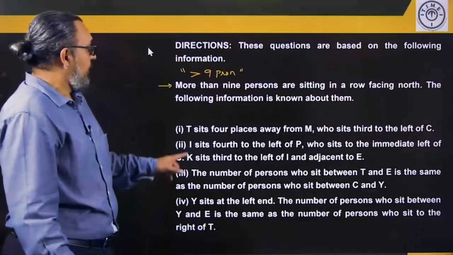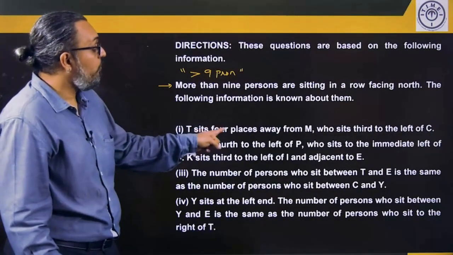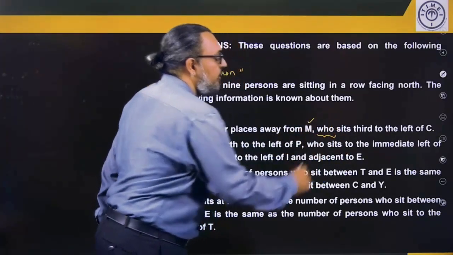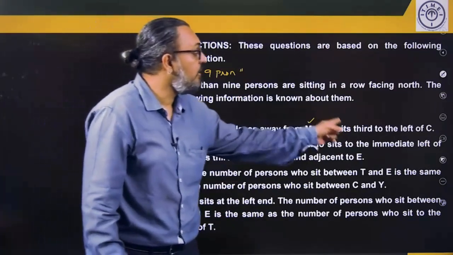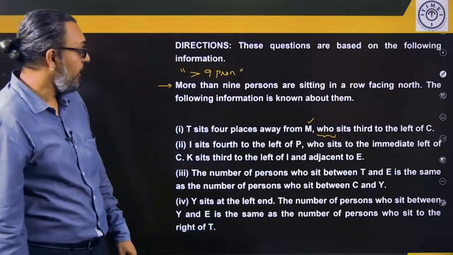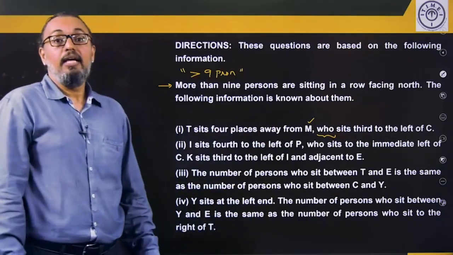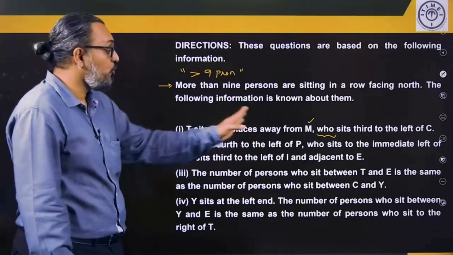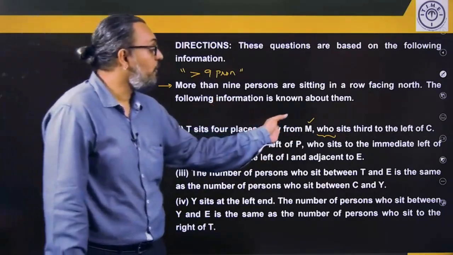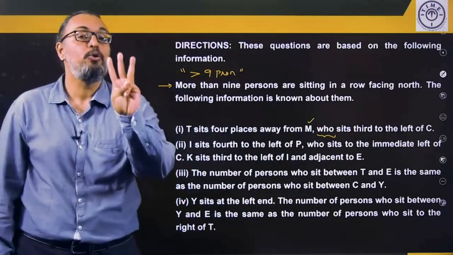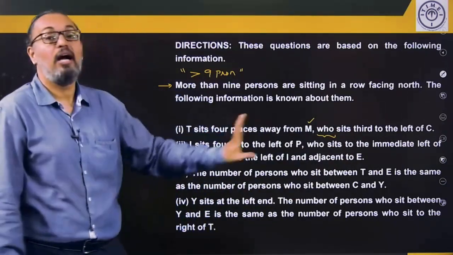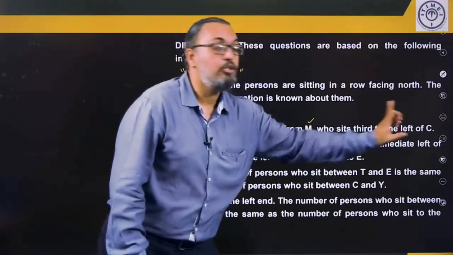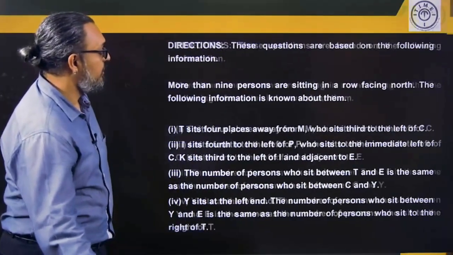Now, he says T sits 4 places away from M, who? Now, when you have who, it is the person just before it, that is M is third to the left of C. Now, what is meant by 4 places away? You leave a gap of 3 persons. Because he says away from M, I do not know whether T should be on the left side of M or on the right side of M. That is the understanding, but you need to have a gap of 3 persons. That is how you understand 4 places away. But where is M? It is very clear: third to the left of C. So, let us take that.